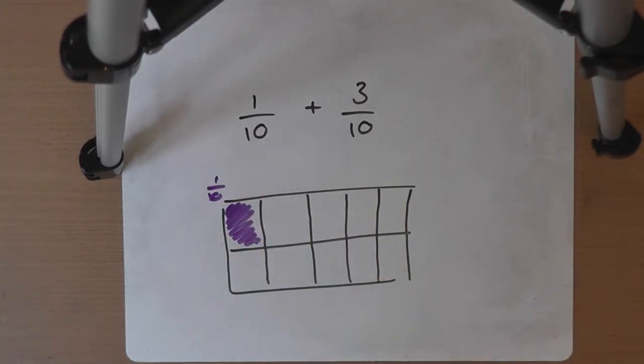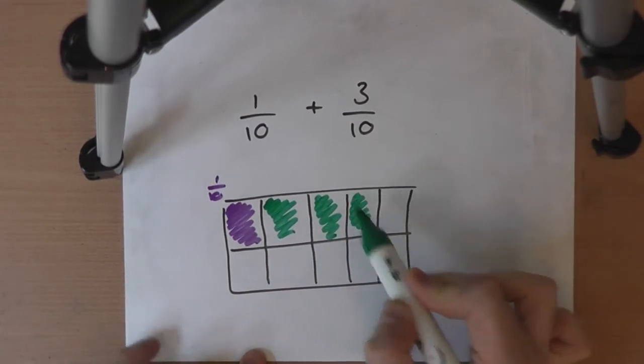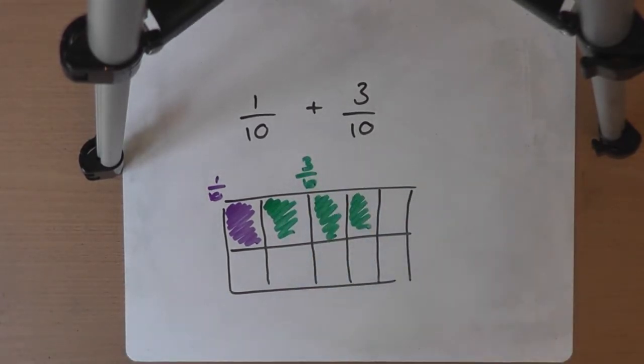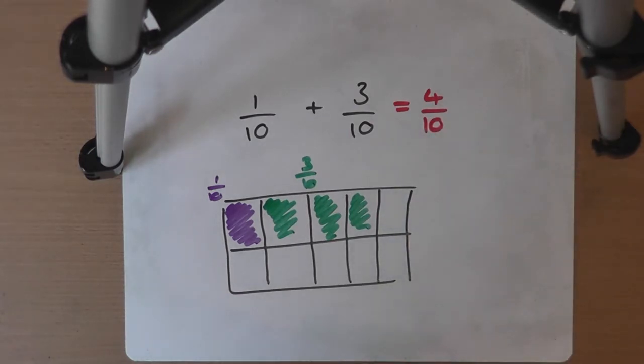And then I'm going to colour in 3 of those pieces for the 3 out of 10. There's 1, 2, 3 for the 3 out of 10. Now looking at this all together, what we've got coloured in is 1, 2, 3, 4 out of 10. And that must then be our final answer. So we've got 1 piece out of 10, and we've added 3 pieces out of 10, and we've got 4 pieces out of 10. Now that one was reasonably easy to do because we were dealing with the same type of fraction all the way through.